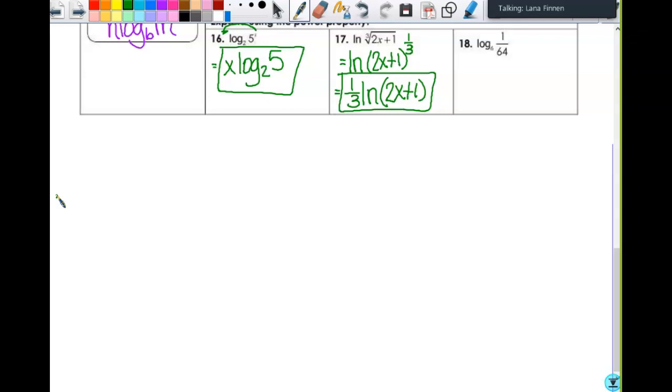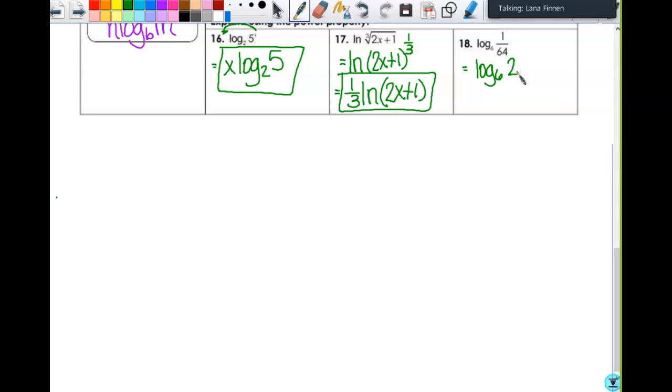So then on 18, again, I don't have an exponent, but I need to make my base as basic as I can. So I'm going to leave this as log base 6. But then this one, yes, 8 squared is 64, but I can make it even smaller. I can go all the way down to 2, right?